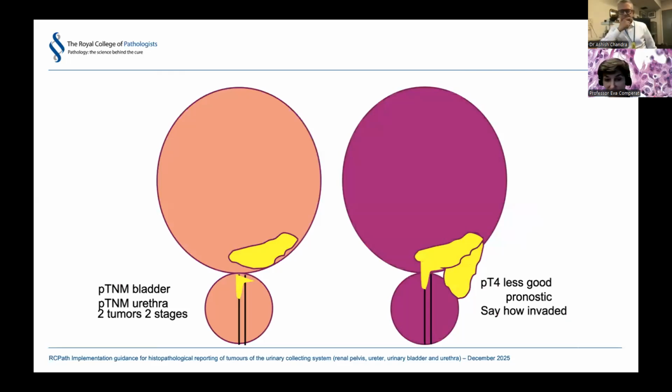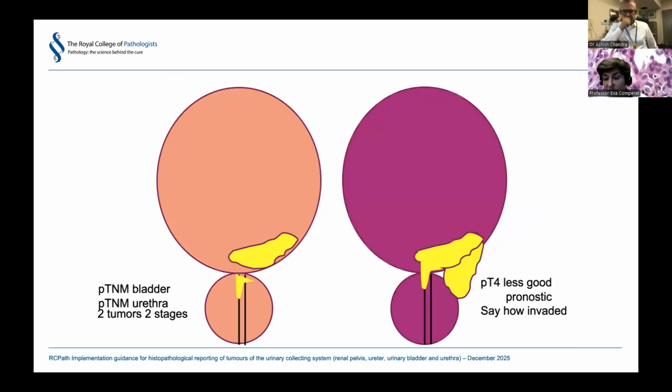that there are different stages. So here, for example, on the left side, you have one tumor which is in the bladder and another one which is in the urethra. And here they're not together, it's really two different tumors. So of course, there you have to give two different stages.